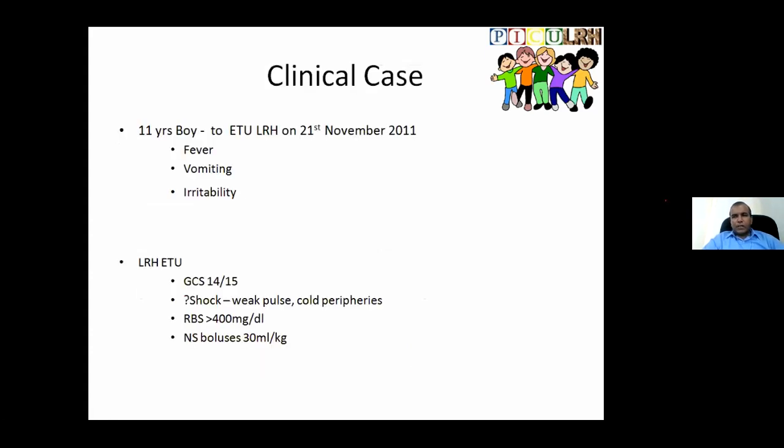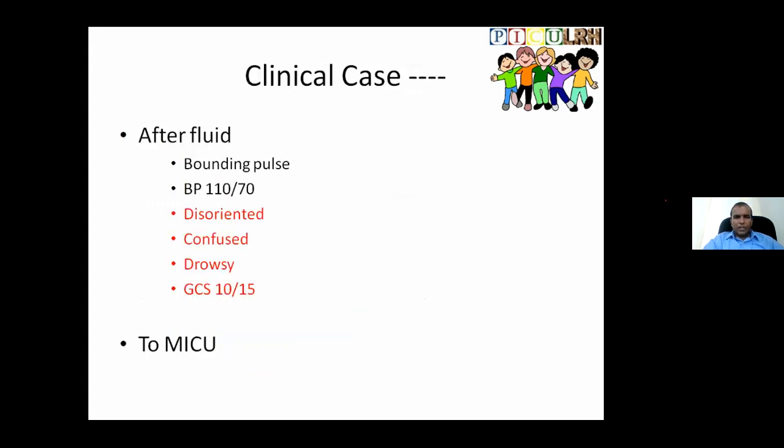Another case, this was managed by us in 2011. An 11-year-old child presented with fever, vomiting, irritability. GCS was 14, very shocked, weak peripheral pulses, sugar was more than 400, so normal saline bolus, even 30 ml per kg. After the fluid, bounding pulse, blood pressure was fine, but the child was disoriented, confused, drowsy, and GCS dropped.